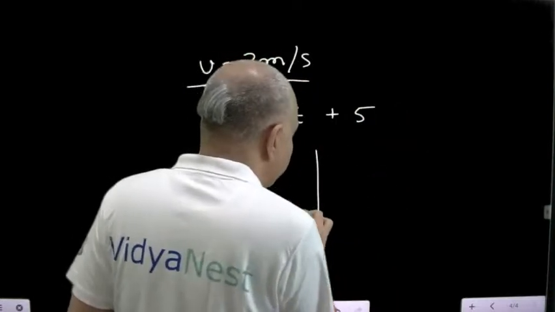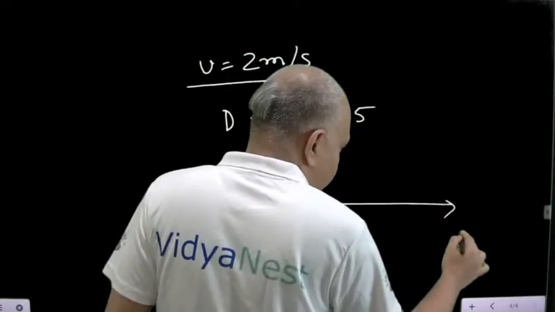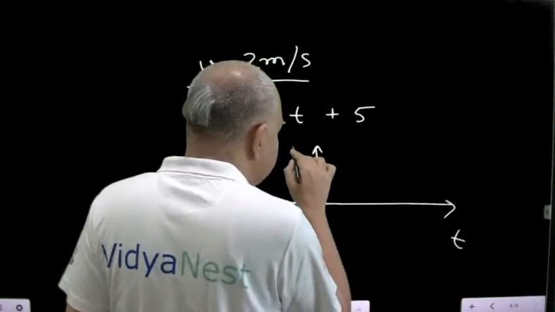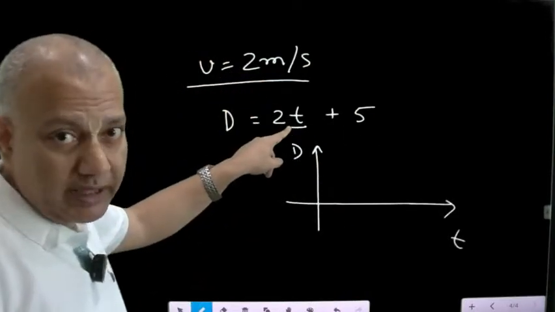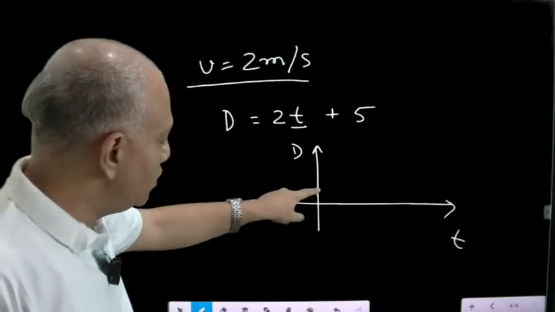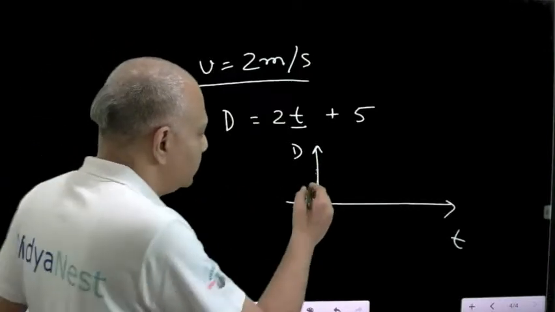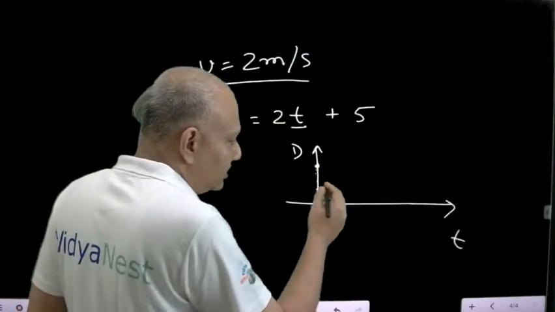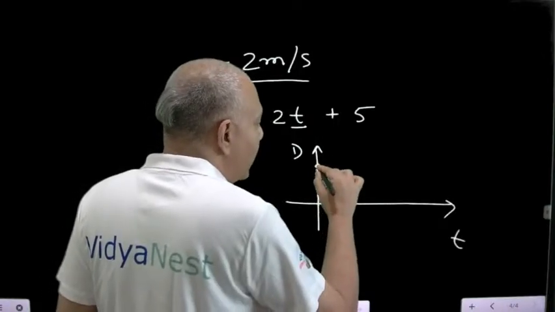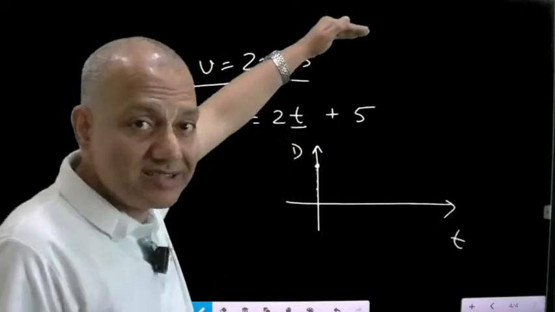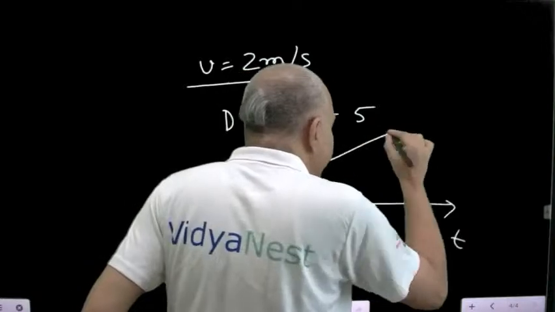Suppose I plot a graph, with time on one axis and displacement d on the other. When I put time 0, what is the displacement? 1, 2, 3, 4, 5. Here the displacement is here. Now the time increases and the particle is also moving up because displacement is increasing. I can have a graph like this way.